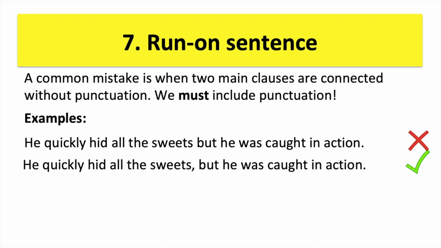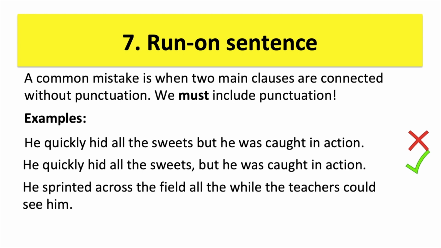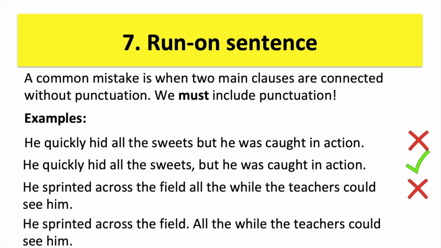Let's have a look at another example. He sprinted across the field all the while the teachers could see him. This is incorrect. Notice the way I read that sentence was very fast because there is no punctuation. He sprinted across the field. All the while the teachers could see him. This is the correct version. The two main clauses can be treated as separate sentences by putting in a full stop.